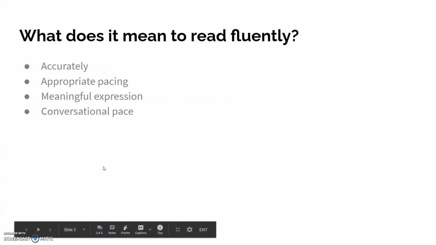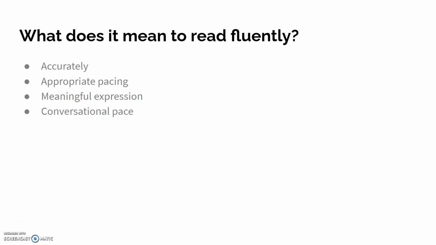What does it mean to read fluently? I always go over these 4 facets of fluency because I think sometimes students in particular confuse fluency with speed. So I want to just draw your attention to these 4 facets of fluency. First, you want to make sure the students are reading accurately, with appropriate pacing, meaningful expression, and a conversational pace. Now, you want to make sure when you're teaching these different facets to the students that you are defining each of these facets, whether the students are in 1st grade or the students are in 6th grade. These are words that need to be defined for them.